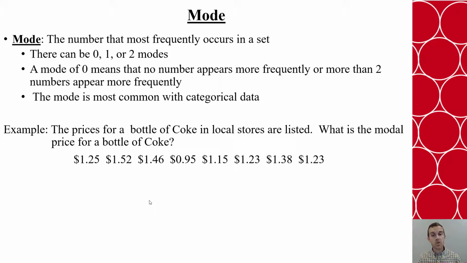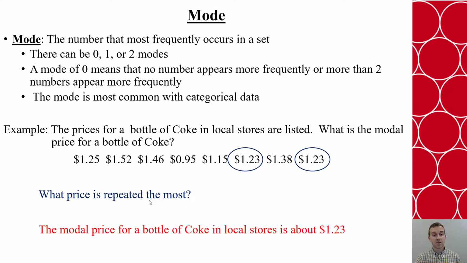For example, we could look at the example we've had before and say what's the modal price. And we can see there actually is a value that shows up more commonly. We're looking for the repeated one, which is $1.23. So in this case, the modal price for a bottle of Coke in local stores was $1.23. And if you look at those 3 values, they were all very close together. $1.23 for the mode, $1.24 for the median, and $1.27 for the mean, all very close to one another.